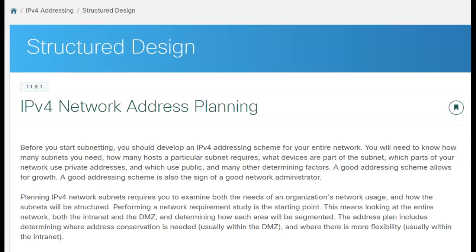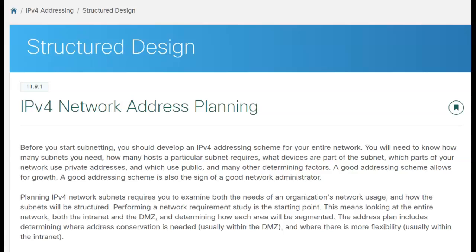All right, I guess I could have done structure design in my VLSM lecture, but that's okay. Basically, structure design is how do I plan my network addresses for an IPv4 network? Because before you start subnetting, you need to understand your addressing scheme for your entire network.